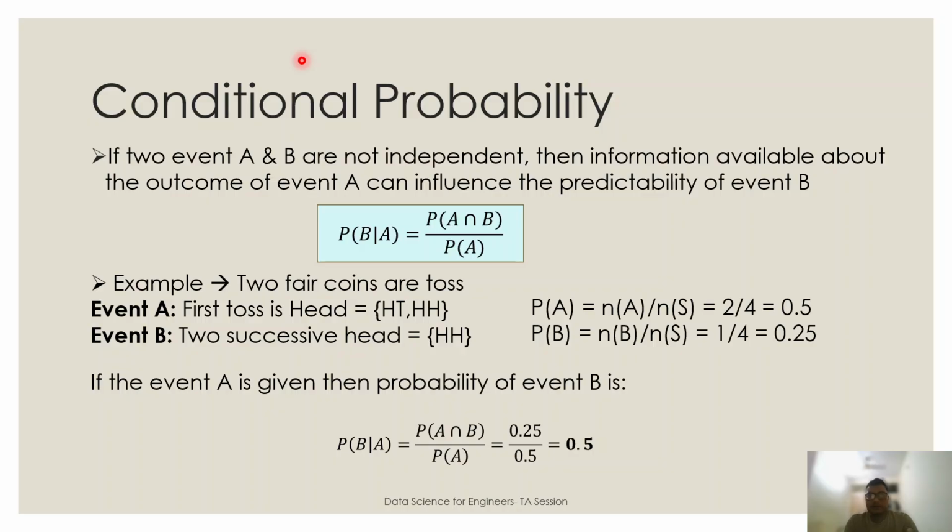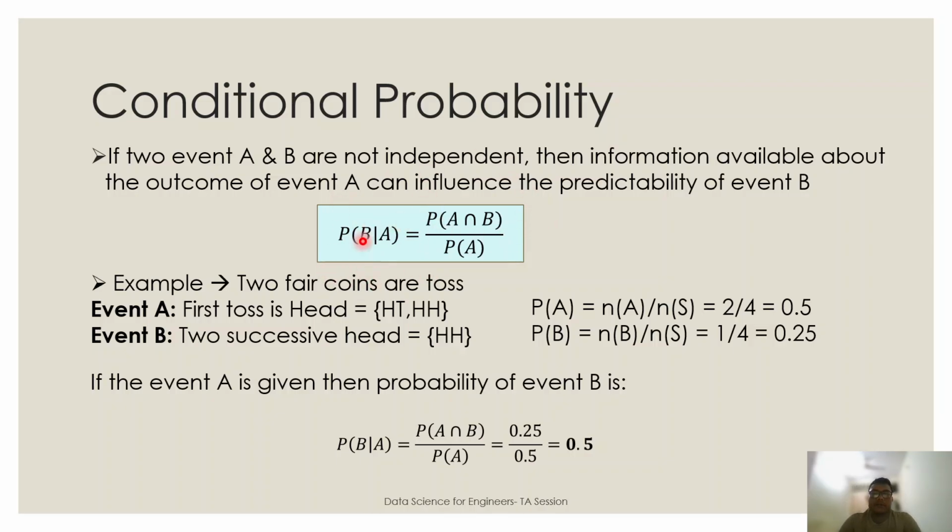Okay, moving towards conditional probability. Here, we'll go to the definition and then discuss it again. If two events A and B are not independent, so initially we talked about dependent events, right now we are talking about independent events. Then information available about the outcome of A can influence the predictability of event B. If there is some influence on the predictability of B, that probability will be calculated with the help of this formula.